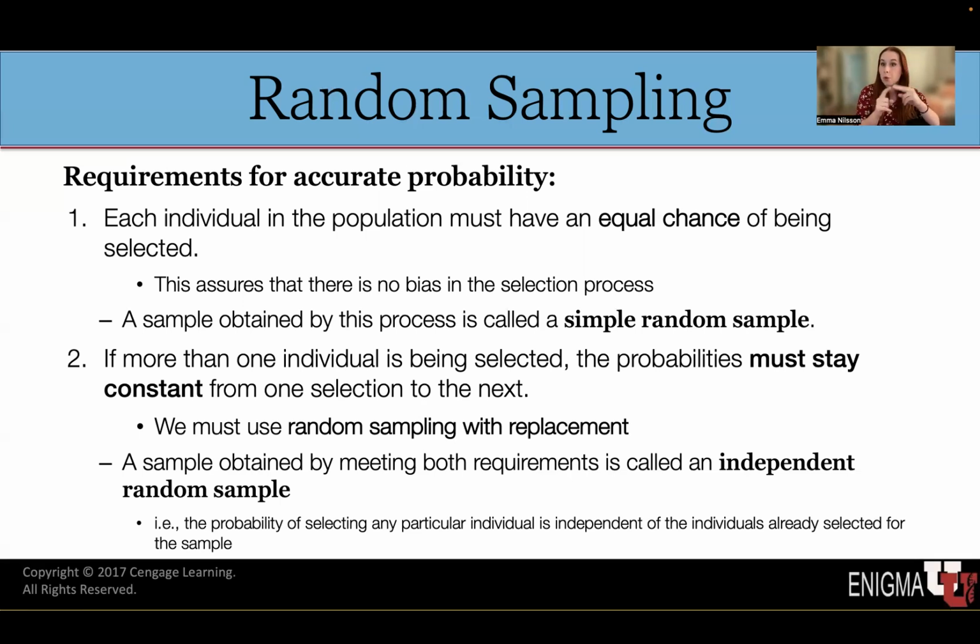A sample, when we meet both of those requirements, the sample that we get is called an independent random sample, or in summary, the probability of selecting any particular individual from our population is independent of the individuals that have already been selected for the sample. Because an independent random sample is required for a lot of the statistical applications that we're going to be running, we generally just assume that this is the way that samples were selected. And we'll even just drop the independent. We'll just usually call it random sampling. But remember, when you hear the word random sampling, it means that both of these requirements need to have been fulfilled.